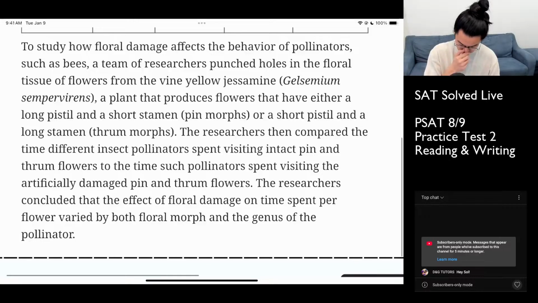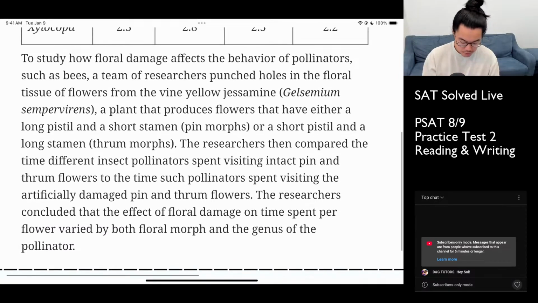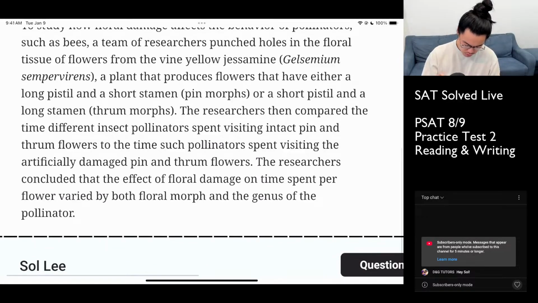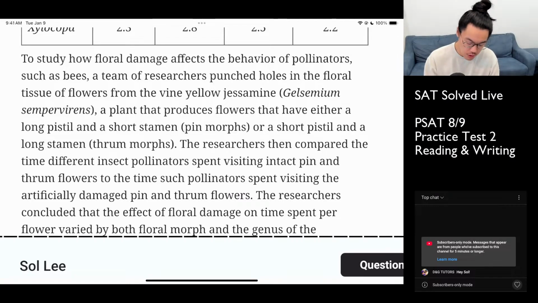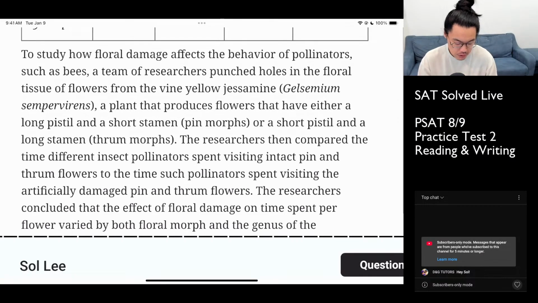Okay, wait. Okay, I'm going to read the last sentence and then double check. We concluded that the effect of the damage on time spent per flower varies by floral morph and genus. Okay, I have to see what floral morph and genus are, so I'm going to have to slow down on this one. Here we go.